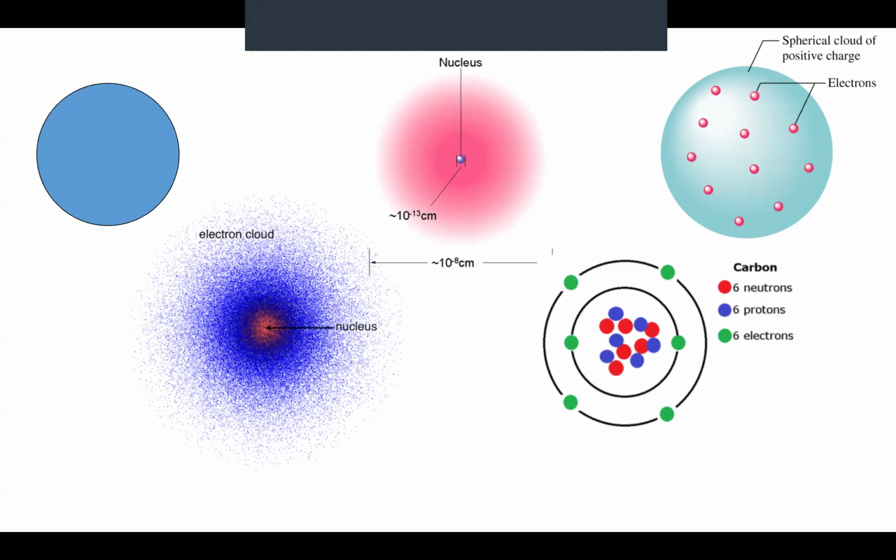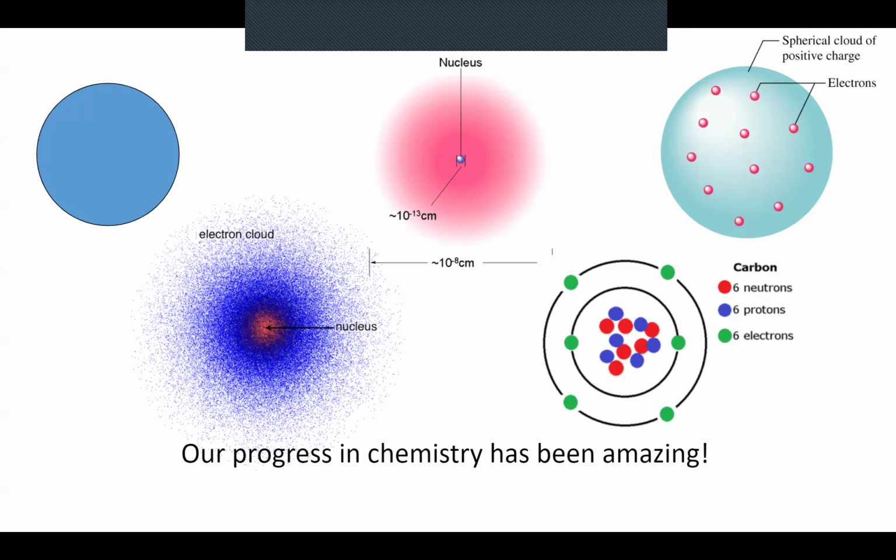So there's been a ton of progress recently, seeming to increase in speed. So number one, our progress has been amazing. And number two, is there some new model of the atom that you can discover? Will you carry on this progress in chemistry? I hope so.